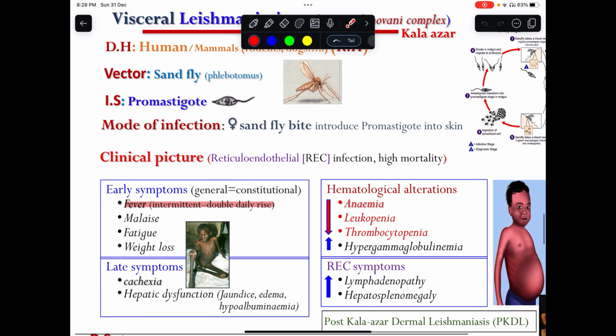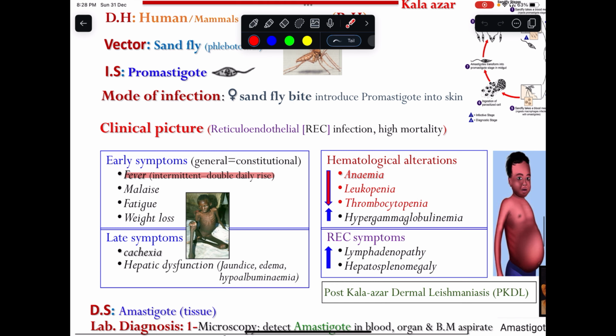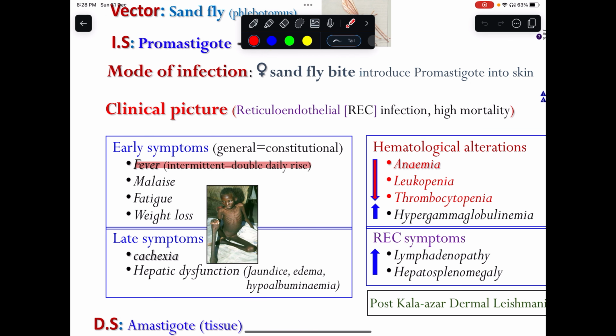So we have early symptoms and late symptoms. It's just important that you know the basics here. So first they have a fever. It's characterized as intermittent and double daily rise. So there's an increase in the temperature twice a day. I couldn't find any picture, unfortunately. They also have malaise, fatigue, weight loss, and late symptoms. The weight loss gets to the point of cachexia.